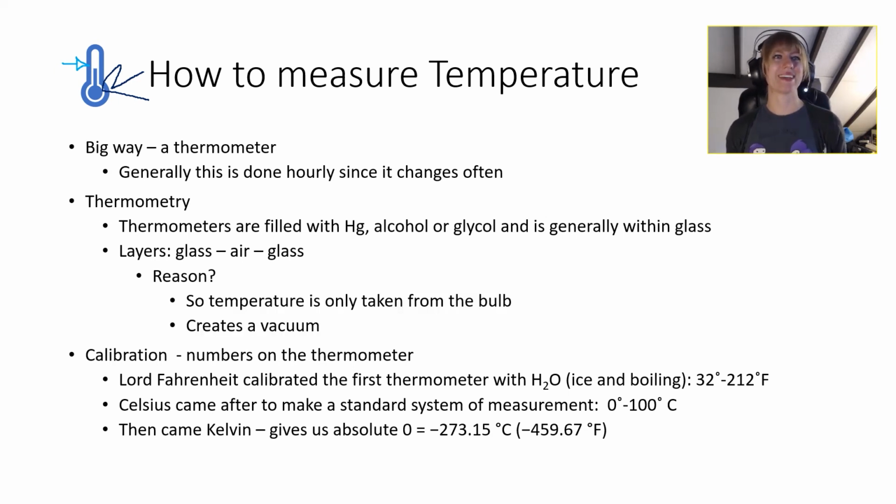So, like I said, we tend to use Celsius in science, especially when it comes to things on Earth. We use Kelvin when we talk about space. Okay? And there's a vacuum because we need to make sure temperature is only taken from the bulb, because otherwise it's just going to go all over the place and it won't work.